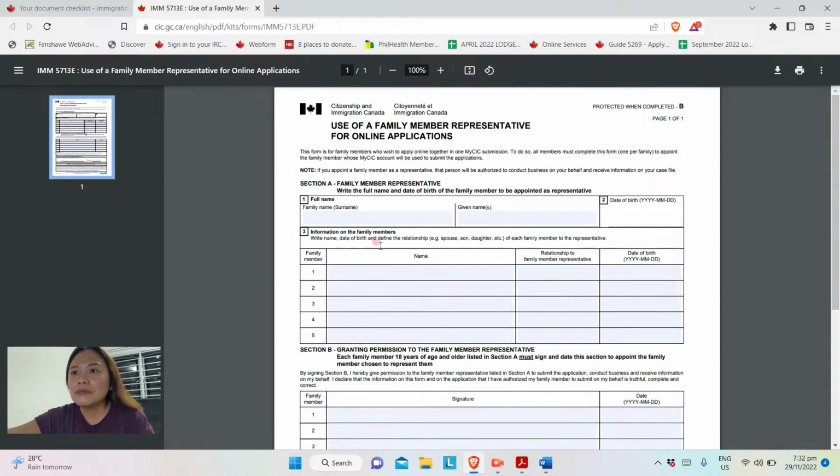Okay, and then number 3, information on the family members. Write the name, date of birth, and define the relationship. So write the name of your spouse. Relationship here would be spouse and their birthday, and then write the names of your children. So in this example, I have one son, right? So write the name of the child, then write son and write the birthday.